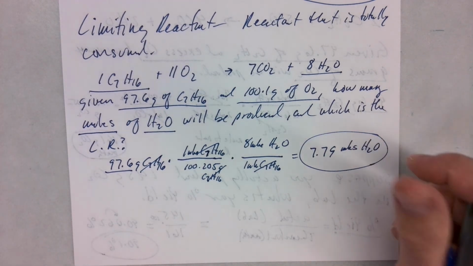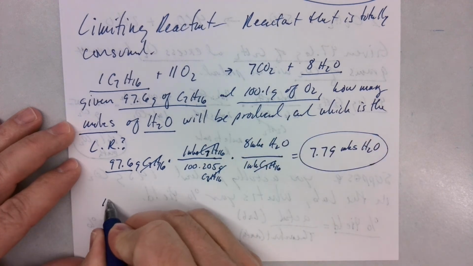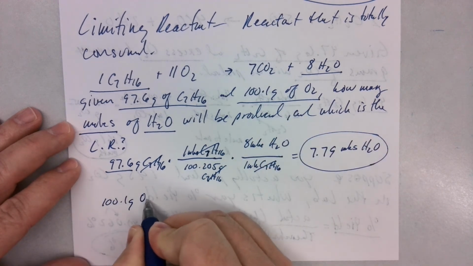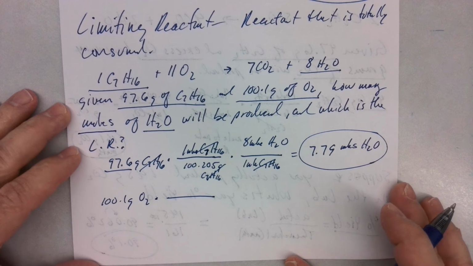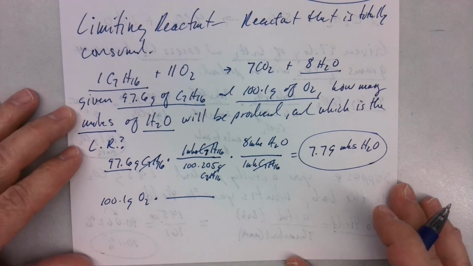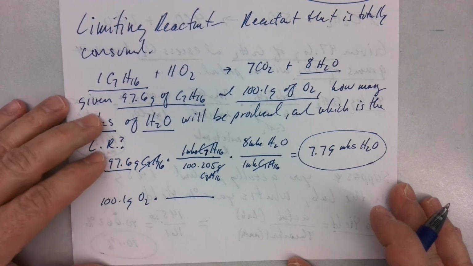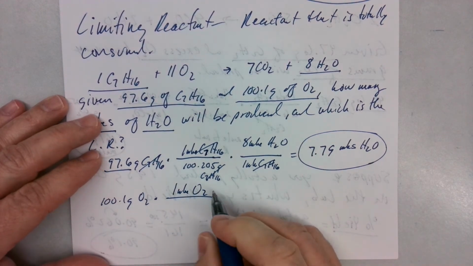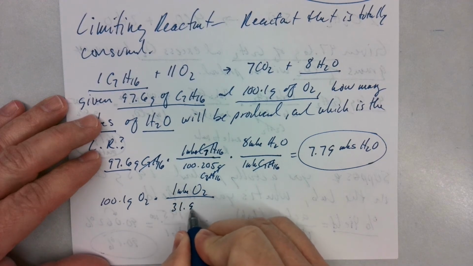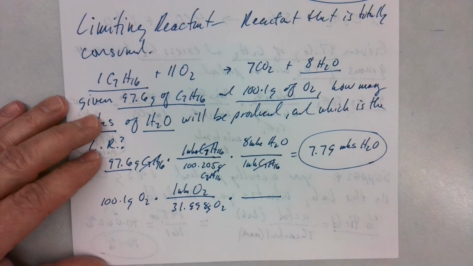Okay? Now, I'm going to do the same thing with my oxygen, right? So I'm going to go 100.1 grams of O2. Times that by what's going to go next now? So I'm going to go 1 mole of O2 for every 31.998 grams of O2. Then what's going to go next?